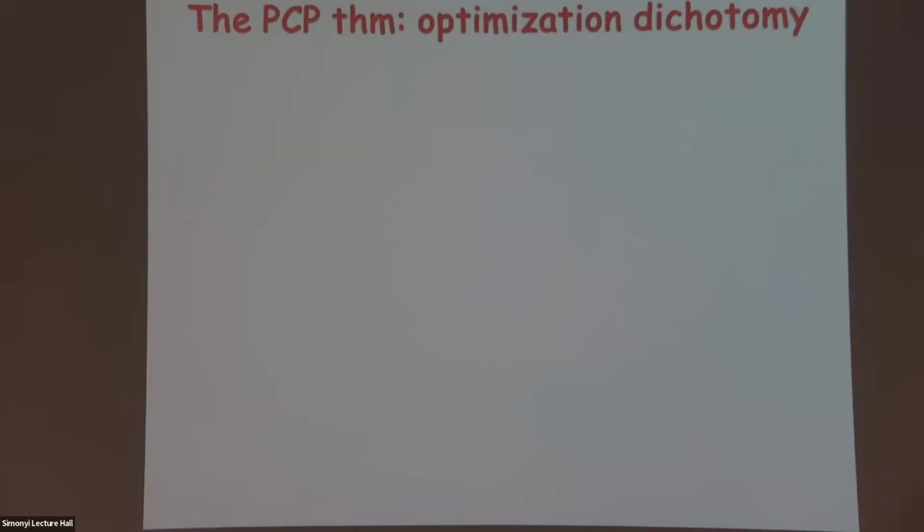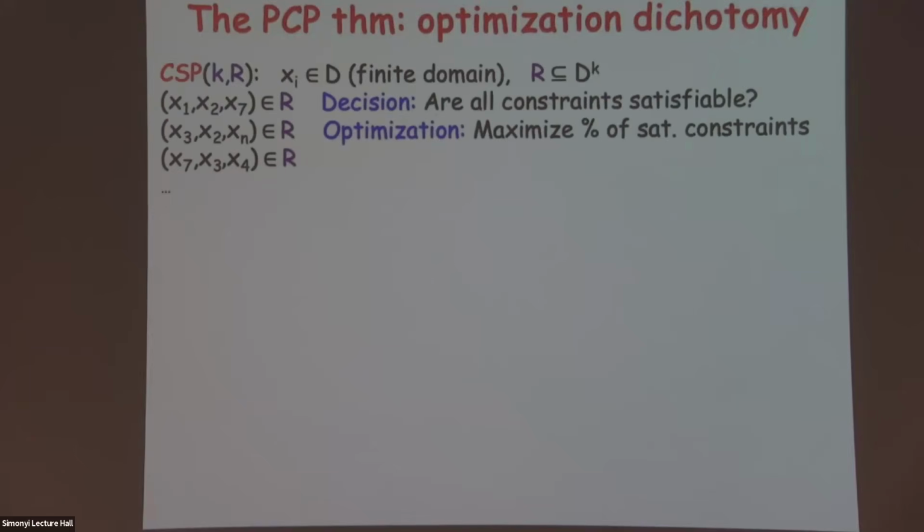So I want to tell you about the PCP theorem now, and I'll go back to it later in the talk. Again, we are talking about CSPs, and we talked about decision problems. Can all these constraints be satisfied by some assignment to the variables or not?